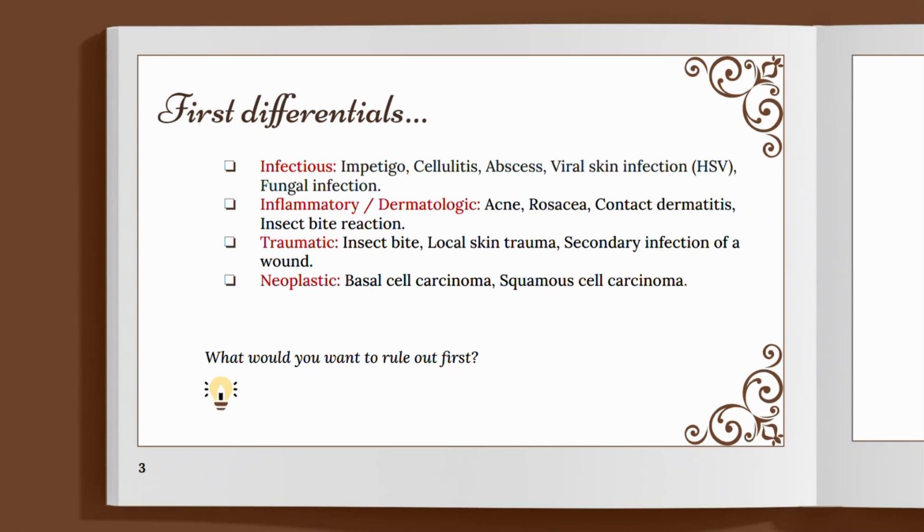So differentials, as I said, infectious could be impetigo, could be cellulitis and abscess. Dermatologic could be contact dermatitis, reaction to an insect bite. It could be any insect bite and just reacted to it. It could be possibly neoplastic, basal cell carcinoma, squamous cell carcinoma, because it's on the face, and the guy lives in the desert, in sun-exposed areas. It's possible, plausible, and feasible for the person to develop cancer.